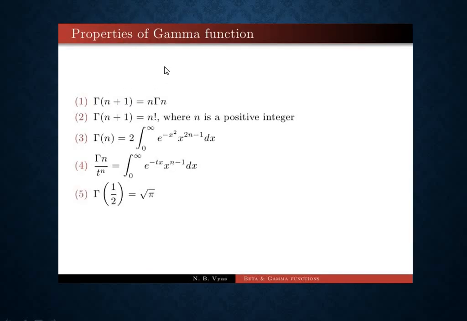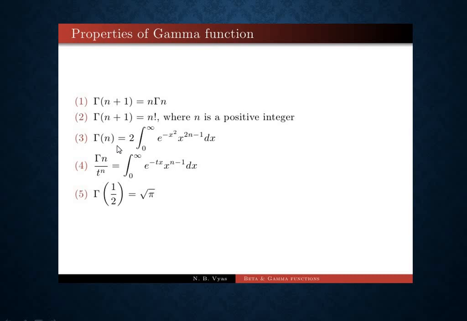Now we have to see the properties of the gamma function. Gamma of n plus 1 is equal to n into gamma of n. Okay, now from this we can write the definition of gamma n also. Gamma n is equal to gamma of n plus 1 by n. Okay, we have two properties here. Similarly, if you take n to the left hand side, then gamma of n is equal to gamma of n plus 1 by n. Okay, and the second property is gamma of n plus 1 is equal to n factorial, where n is a positive integer.